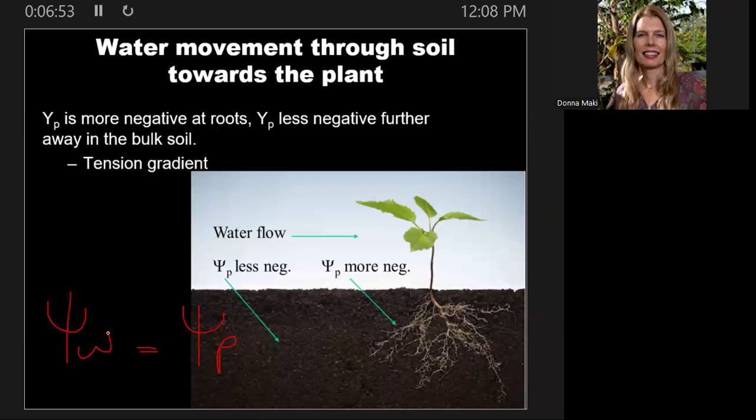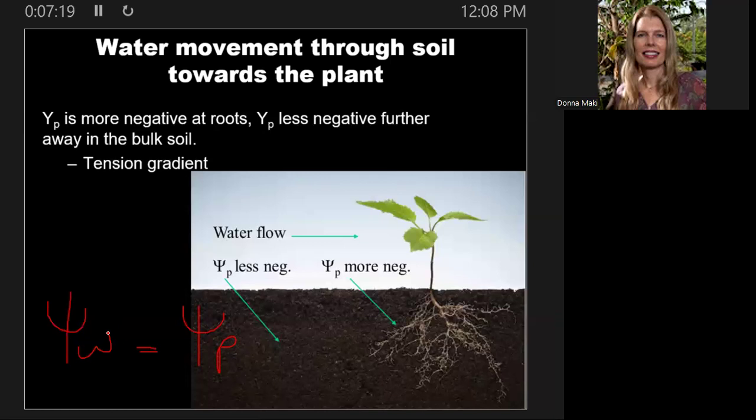Is the Ψ_P value. And so you could also state it this way: water will move from a less negative water potential in the bulk soil to a more negative water potential near the roots. You can say it that way too, and that's totally fine. But you need to understand it's really a tension gradient that you've got going on here in the soil system.